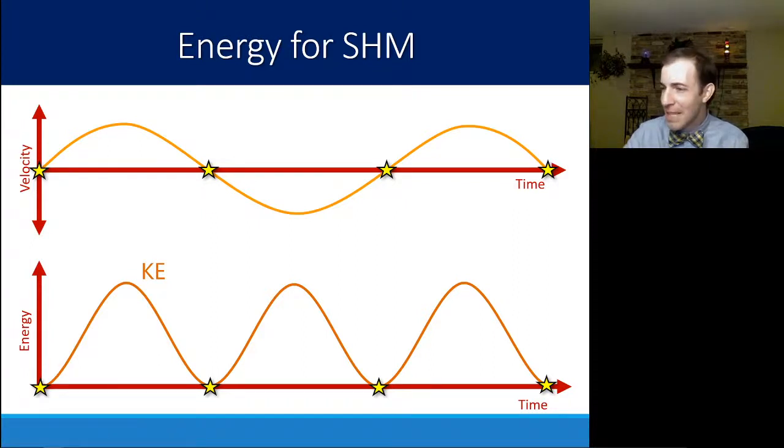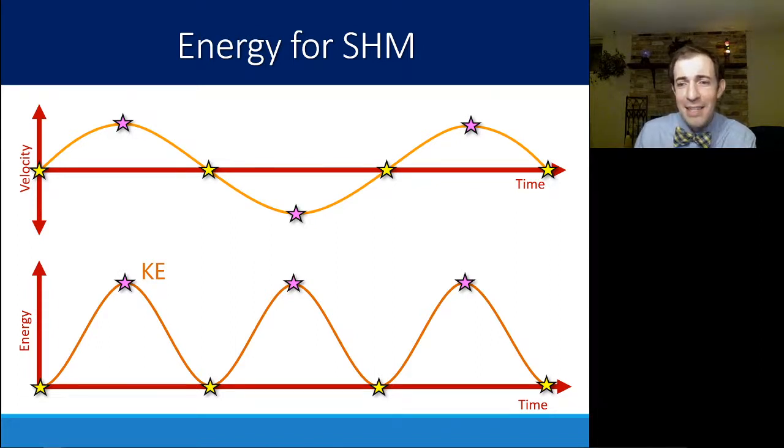But notice that the other parts of this are different, because kinetic energy, just like potential energy, is a scalar quantity. So it will always be positive. It doesn't matter if your velocity is positive or negative, it's always going to give you a positive kinetic energy. So where the velocity is the highest magnitude, regardless of its direction, you will have the highest kinetic energy.